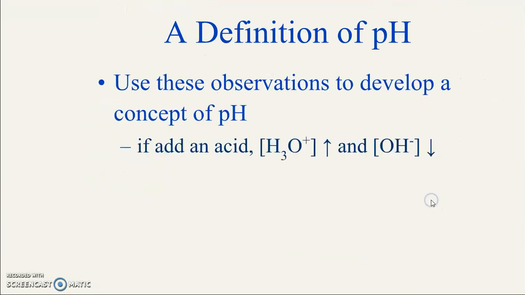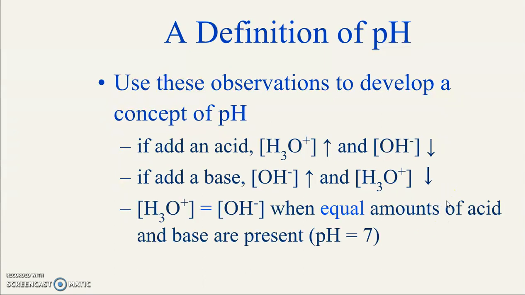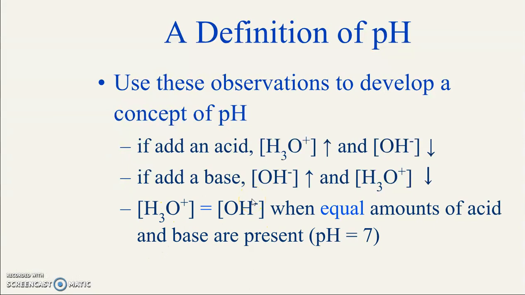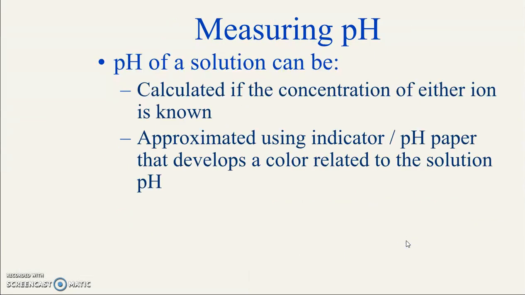So for a definition of pH, we use these observations to develop our concept of pH. If I add an acid, that means I'm going to add more hydrogen. If I add a base, that means I'm going to add more hydroxide. So that's going to change my pH accordingly. When my hydrogen and my hydroxide concentrations are the same, when those concentrations are equal, that's when you have a neutral pH. Equal amounts of your acid and your base are present, and so you end up with a pH of 7. So the pH can be calculated if the concentration of either ion is known.